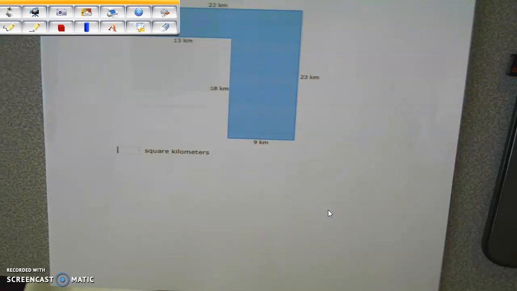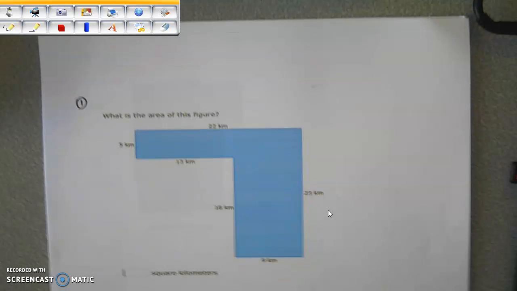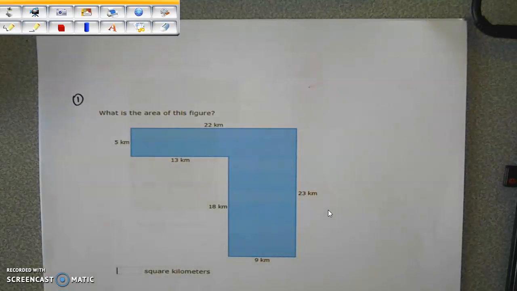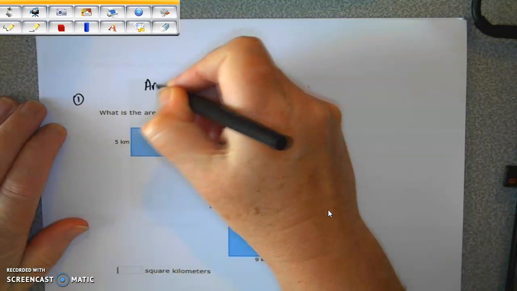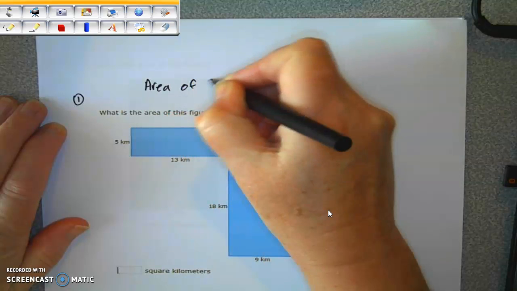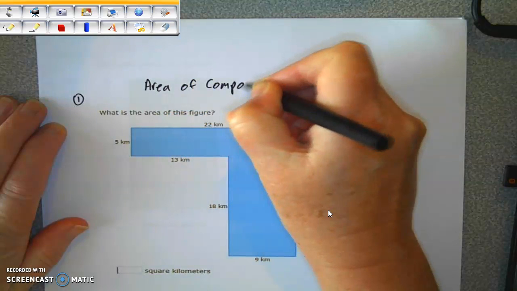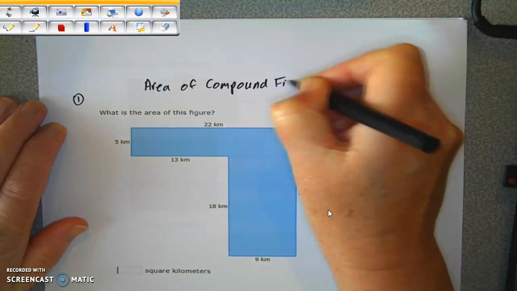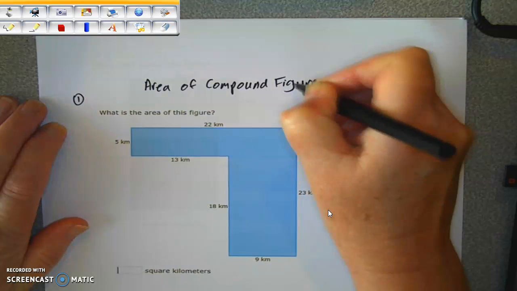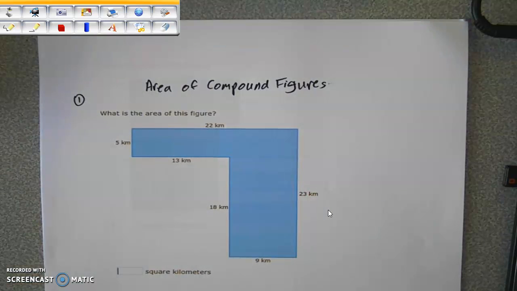This is Miss Williams, and today we are going to focus on finding the area of complex figures. So complex, also known as compound figures. Let's write that up here. Are figures that are made up of rectangles, triangles, trapezoids, parallelograms, whatever, and they're like little pieces put together.